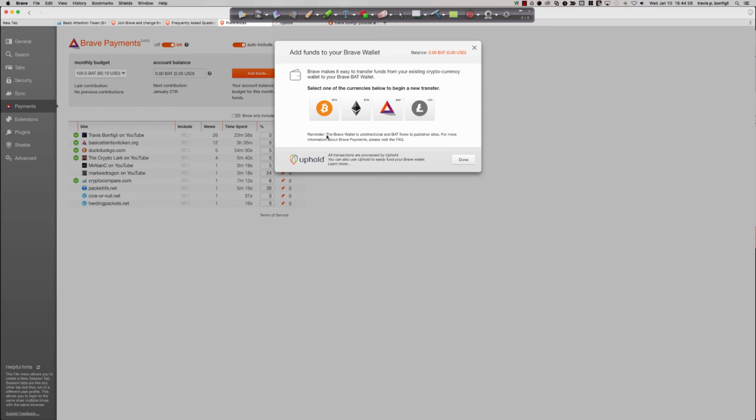And this is very important here as well. So right now, the Brave wallet, which is what we're looking at here, right? I would put money into my wallet that at the end of the month, I would then take out of my wallet and hand out to these different sites. It's a unidirectional flow right now. And what that means is that basic attention tokens you're putting into your wallet are staying in the wallet right now, which means you can't pull them out of the wallet. Now, at some point that might change, but currently it's unidirectional.